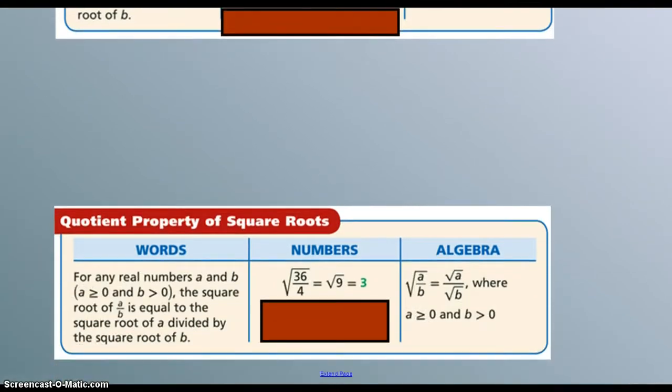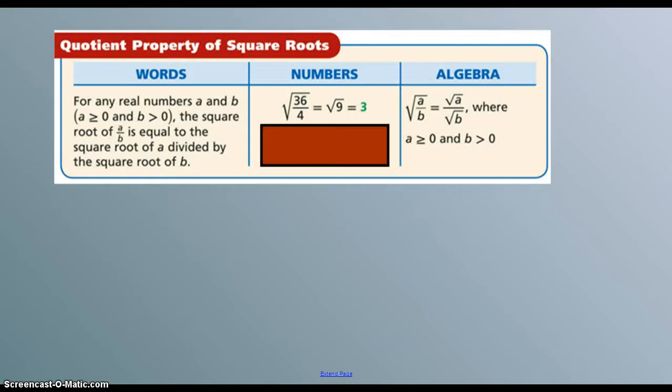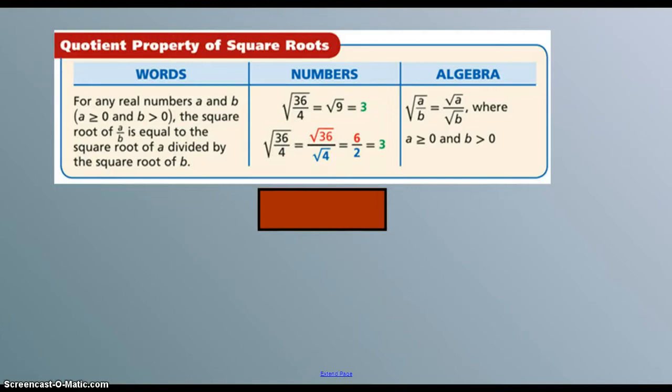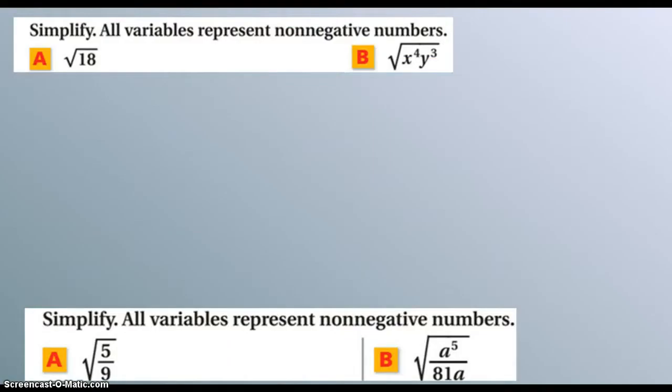Same thing when we're dealing with quotients, or when we're dividing. So 36 divided by 4 inside gives me 9, and then the square root of 9 gives me 3. But we can also look at those separately and say, okay, the square root of 36 over the square root of 4 gives me 6 over 2, which also gives me 3. So we're going to use those properties today to simplify radical expressions.